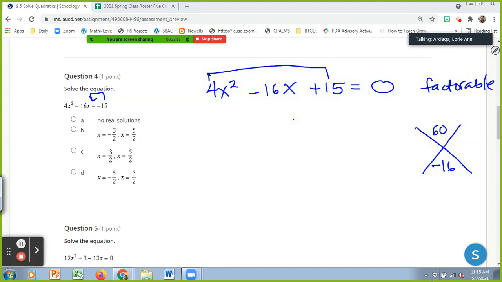6. What goes into 60? I'm not frozen yet. Anybody? What goes into 60 that when you add or subtract, it becomes negative 16? Come on now.